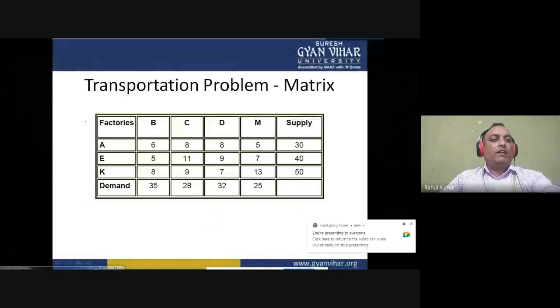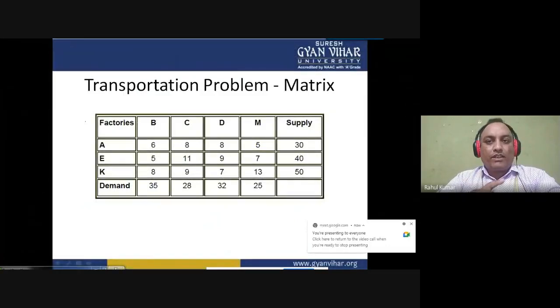Okay, and the first method is here. Northwest corner rule method, stepping stone method. These are the optimal solution methods. So you can solve this problem by any method, right? This depends on your choice.